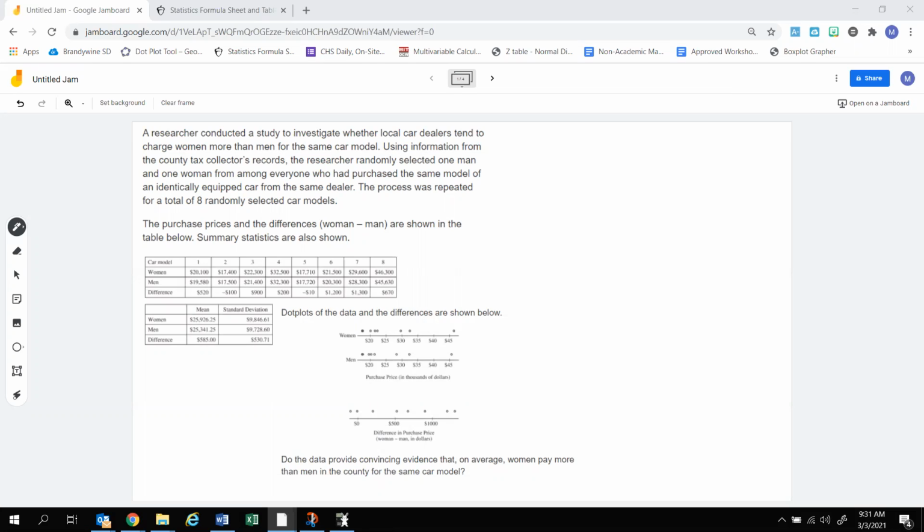The purchase prices, man minus woman, or woman minus man, are shown in the table below. Summary statistics are also shown. Does the data provide convincing evidence that on average, women pay more than men for the same model of car?